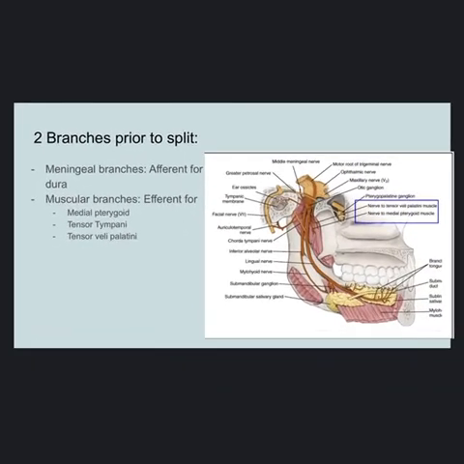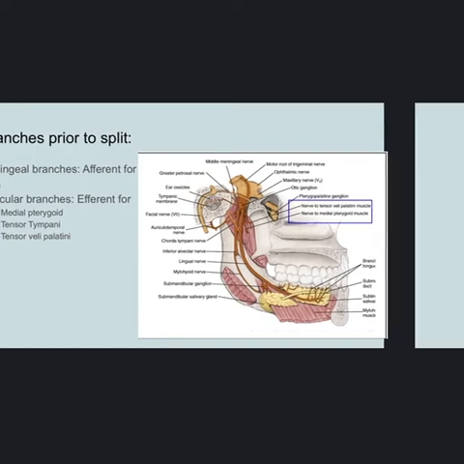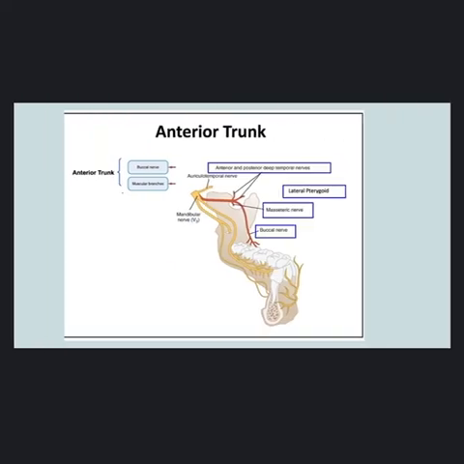So now we're going to go into details for each branch. The two branches prior to the split are the meningeal branches and the muscular branches, which are right here. For the anterior trunk, there's two of them. Remember, it's buccal and muscular. Bam.